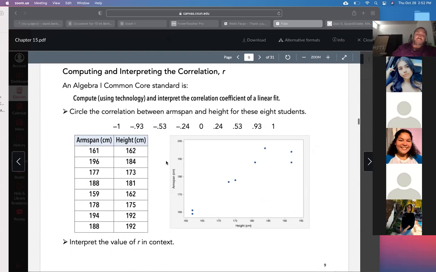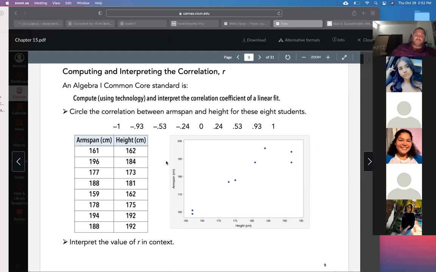So the next question is, how do we actually go ahead and compute the correlation R? It's nice that they give us R. It's fantastic we can guess R, but how do I actually compute R? An Algebra 1 Common Core standard is to compute using technology and to interpret the correlation coefficient of a linear fit.